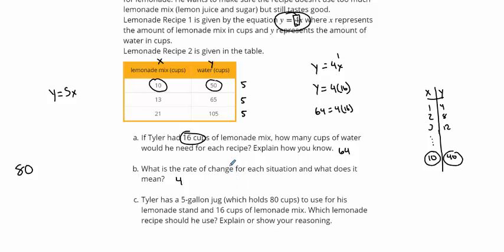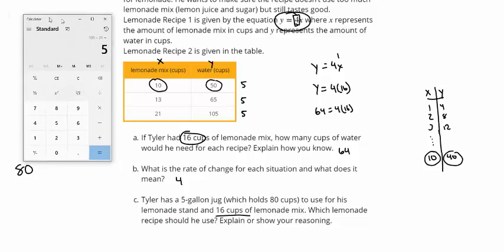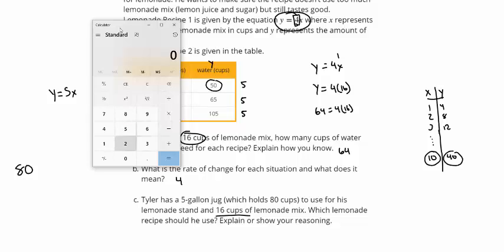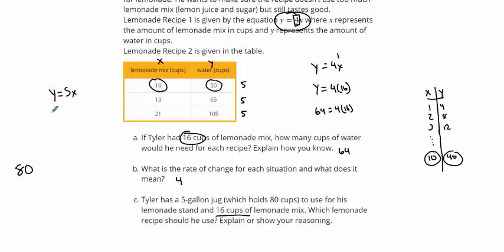So we need... Ooh, that is a good question. Oh, he has 16 cups of lemonade mix. So if he has 16 cups of lemonade mix, 5 times 16 here for recipe number 2, this is why knowing that equation and knowing the rate is good, because now we can do 16 times 5 is 80. So we need 80 cups of water, right?